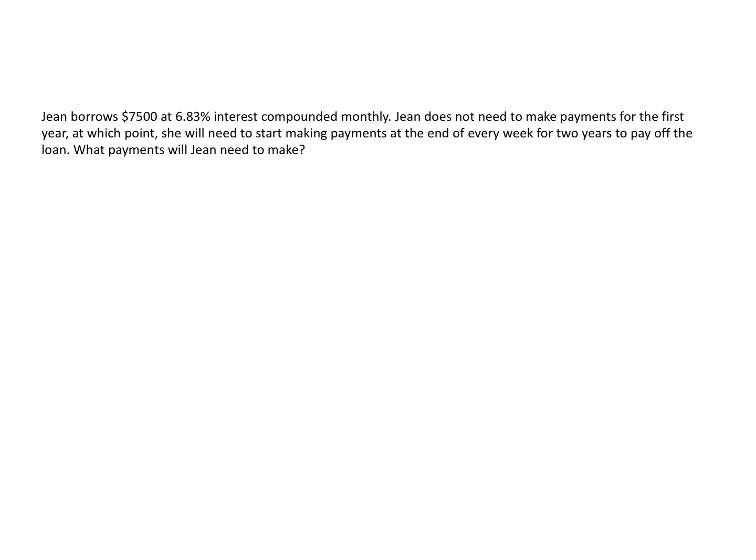Now our last example is what we call a deferred annuity. This is because this Jean has borrowed some money. For the first year, she makes no payments. This is the deferral period. After that first year, then she starts making payments. So we're going to have to do this in 2 steps. First, you calculate the future value of that $7,500 at the end of the deferral period, and then you use that for your annuity calculations.